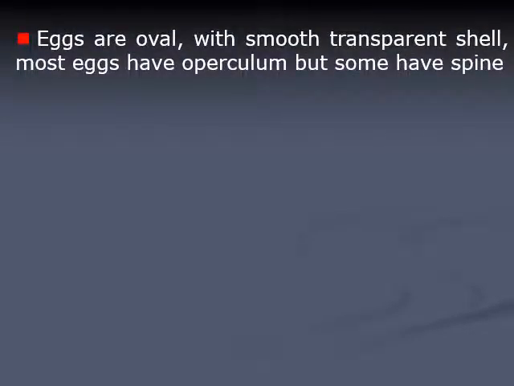Eggs are oval with a smooth, transparent shell. Most eggs have an operculum. They are operculate, and this operculum is a covering end where the miracidium escapes from the egg, but sometimes they have spines instead of an operculum.